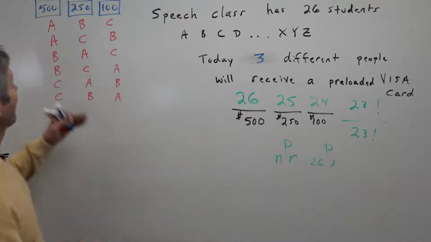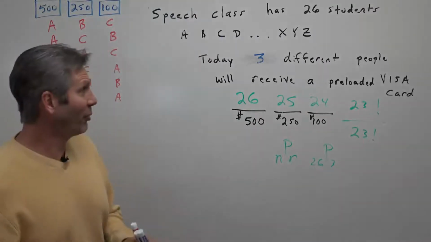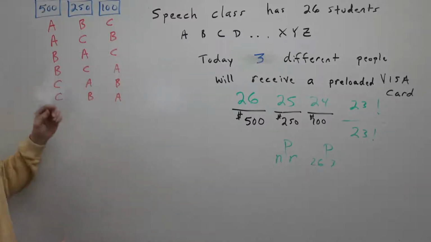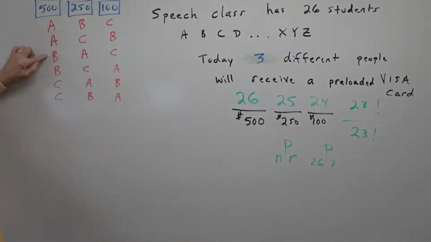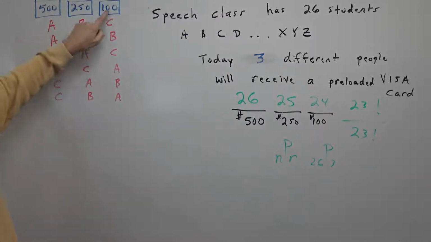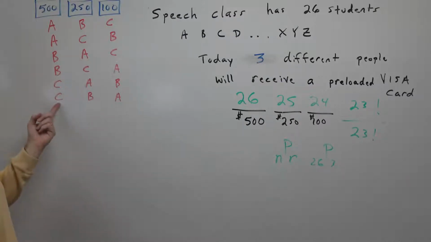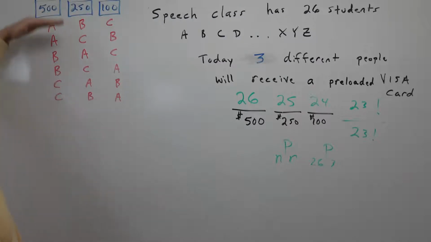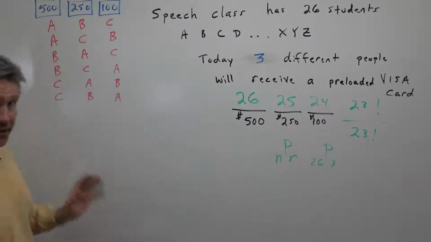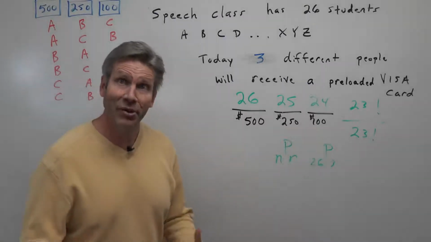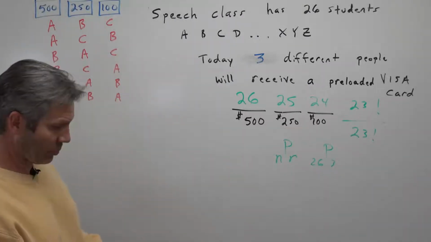Now, let's suppose the 3 people that were selected are person A, B, and C. Because the order matters, each one of these different arrangements or permutations is unique. In this situation, A gets the $500 card and C gets the $100 card. In this situation, C gets the $500 and A gets the $100. So each one of these permutations is distinctly different because the order in which the people were selected is important. It matters. That's a permutation.